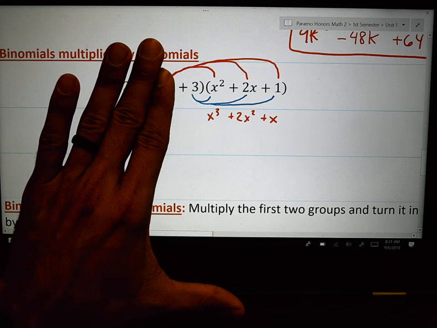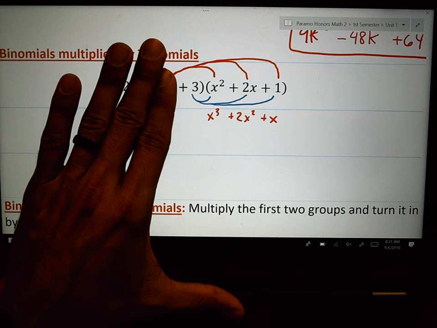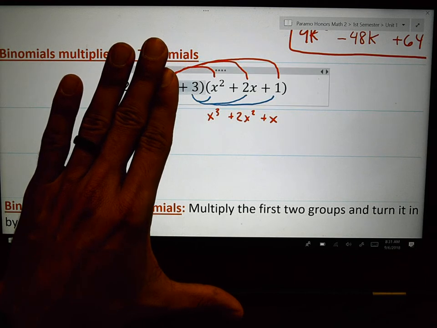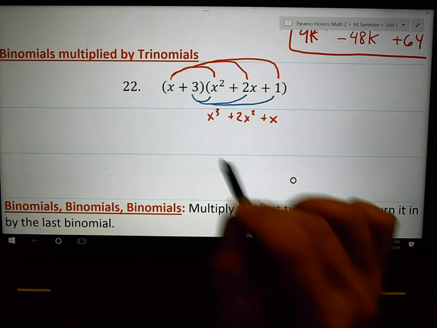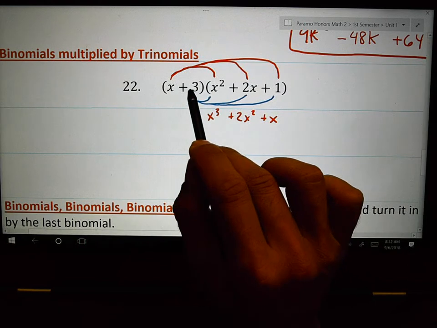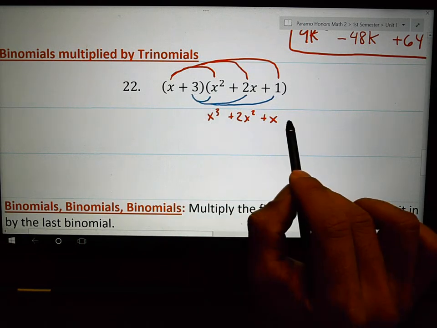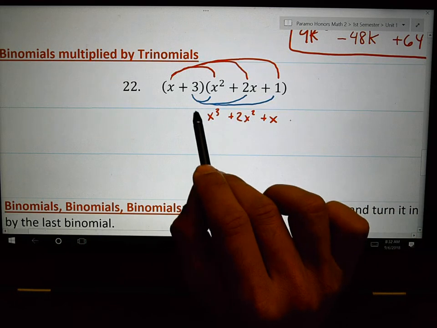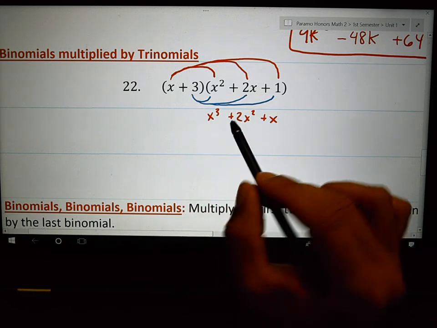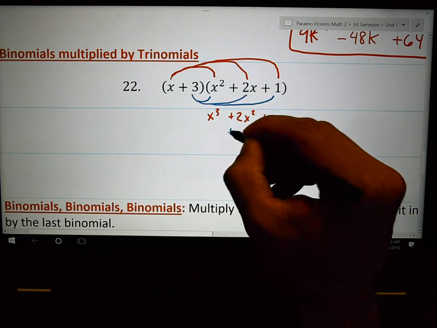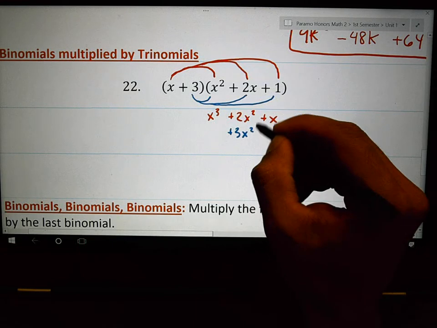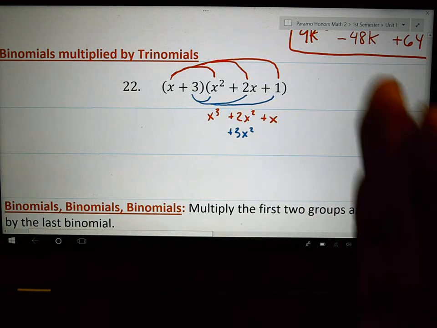I'm going to distribute that 3 to all 3 terms. Watch where I write the answer though. When I do the 3 times x squared, that's 3x squared, I'm not going to put it over here at the end. I'm going to put it directly underneath my x squared plus 3x squared. I'm going to line up x squareds with x squareds. It's going to save me a step.